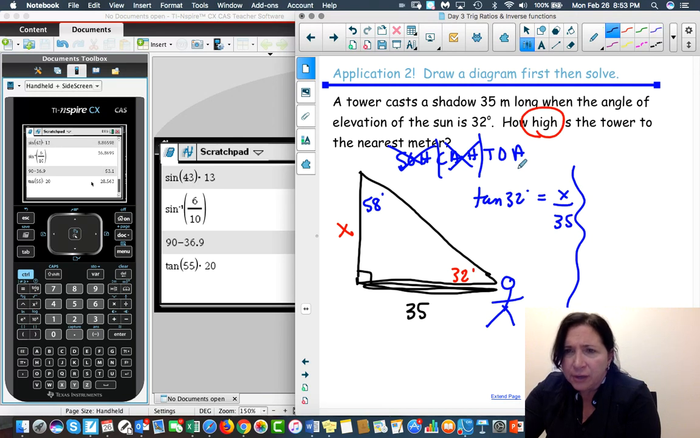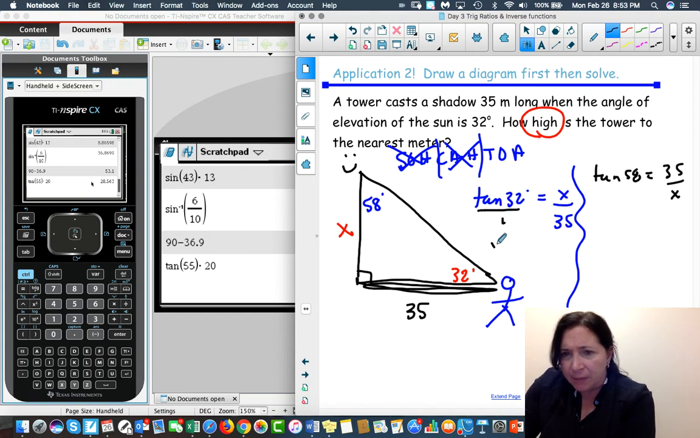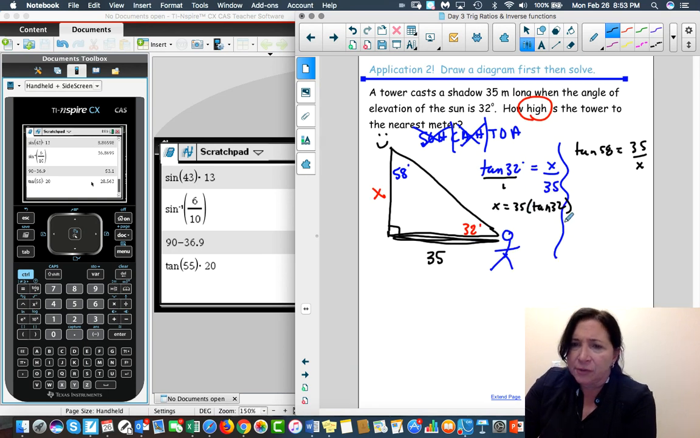I could put myself up here. If I did that, okay, I could say tangent of 58 is equal to the opposite side, 35, over the adjacent side, which is x. Now, the difference between these two is 1 step. I want you to see this. If I were to cross multiply, right, I'm going to get x is equal to 35 times tangent of 32. So all I have to do now is multiply tangent of 32 by 35.